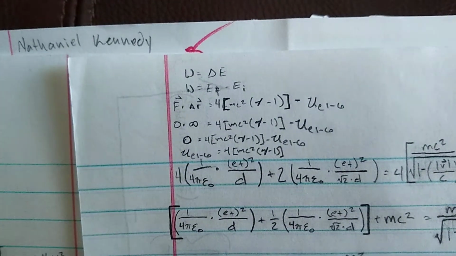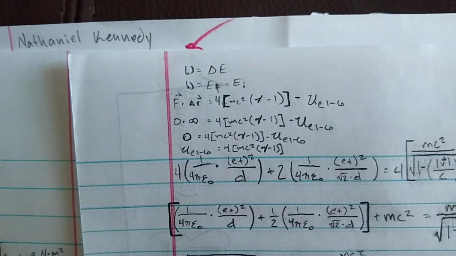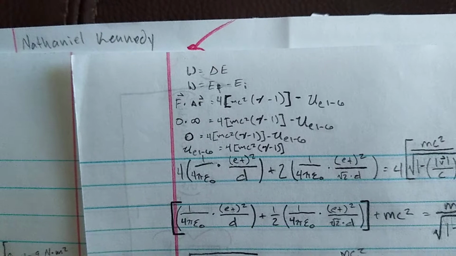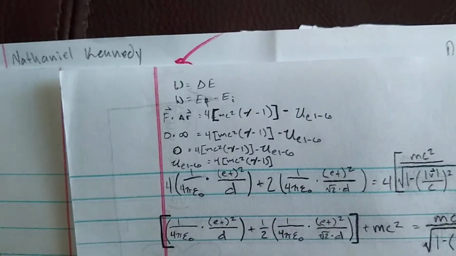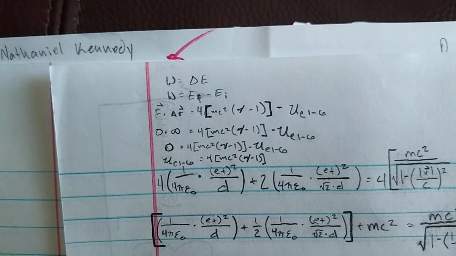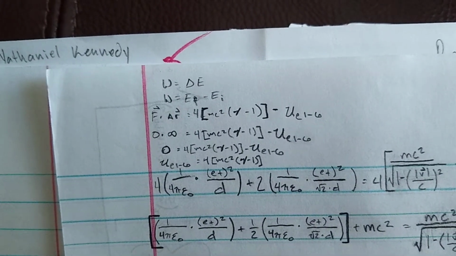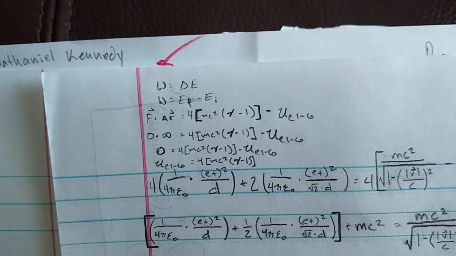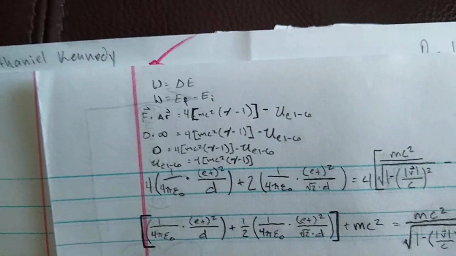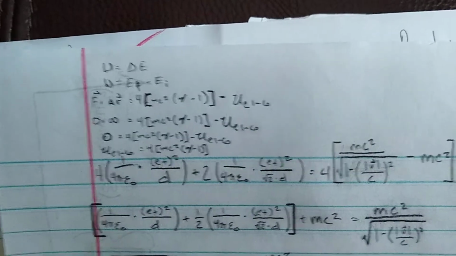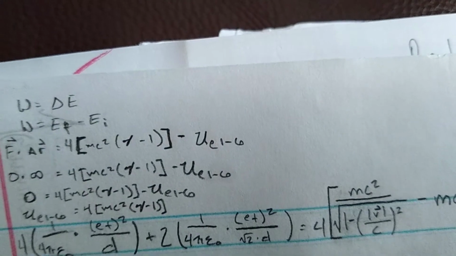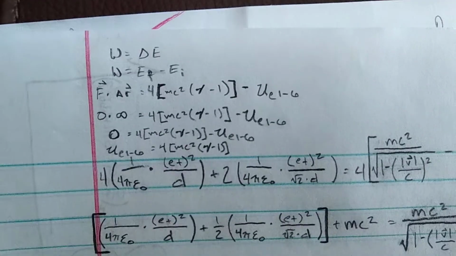We can expand work to force times the change in distance, and we can change the energy final to this equation, mc squared times gamma minus 1, and that is our relativistic energy, and it's times 4 because we have 4 protons, and minus our potential electric energy, U, and the subscript is 1 through 6 for the 6 potential electric energies.